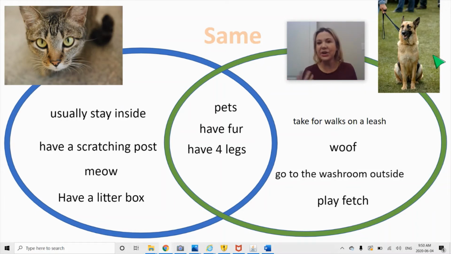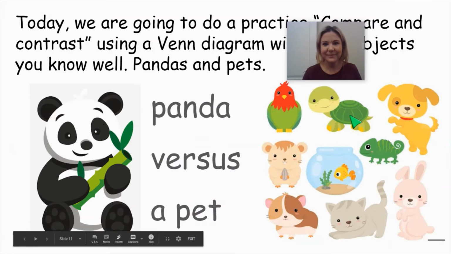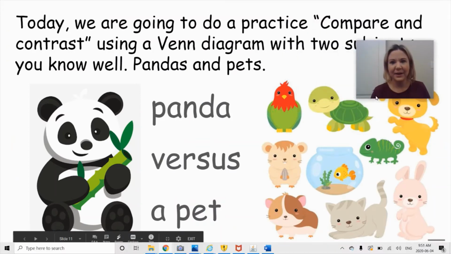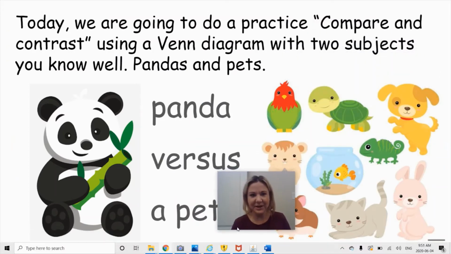What other things that are the same can you come up with between cats and dogs? They both have a tail. Good, you could write that there. Do they both have whiskers? Do they both have paws? What else is the same? All right. Now, just move my picture down here.